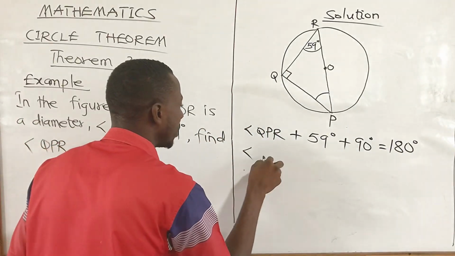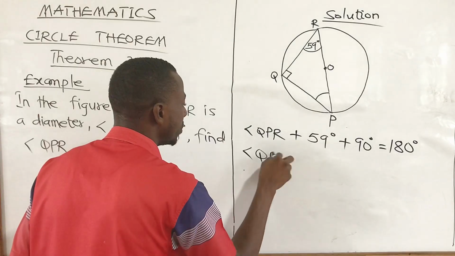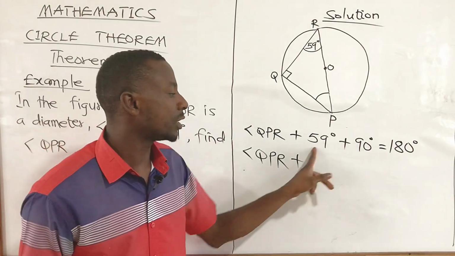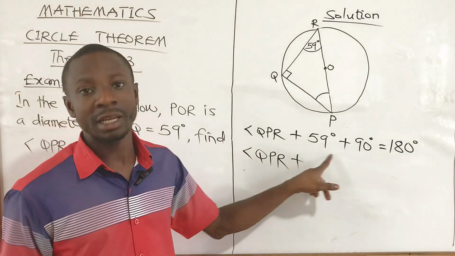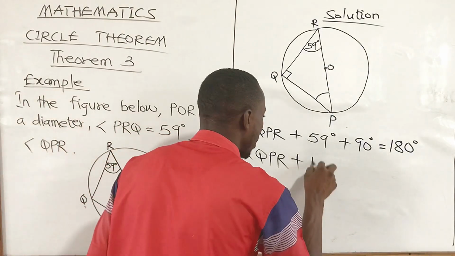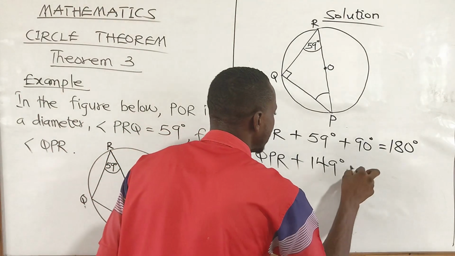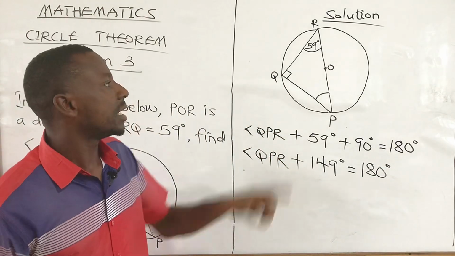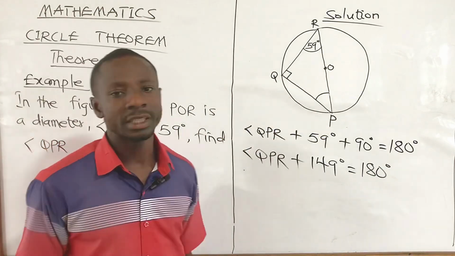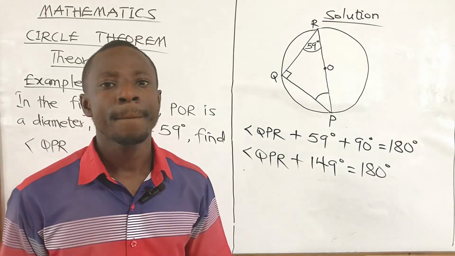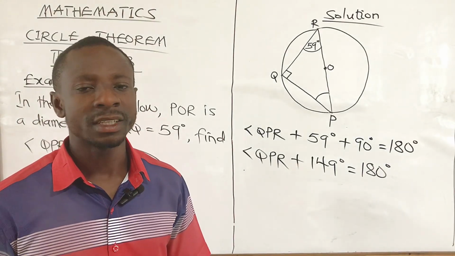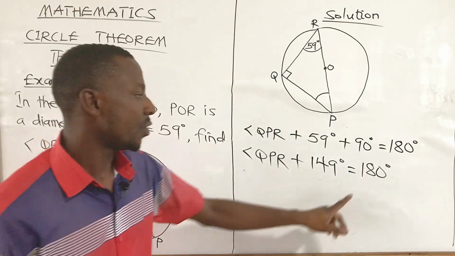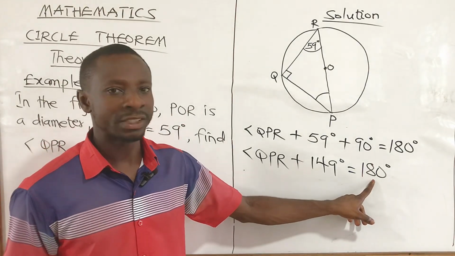So I have angle QPR plus, then I'll put this one together. So 59 plus 90, we have 149 degrees is equal to 180 degrees. And the reason is sum of angles in a triangle is 180 degrees. So for every triangle, when you put all the angles together, we are always going to get 180 degrees.